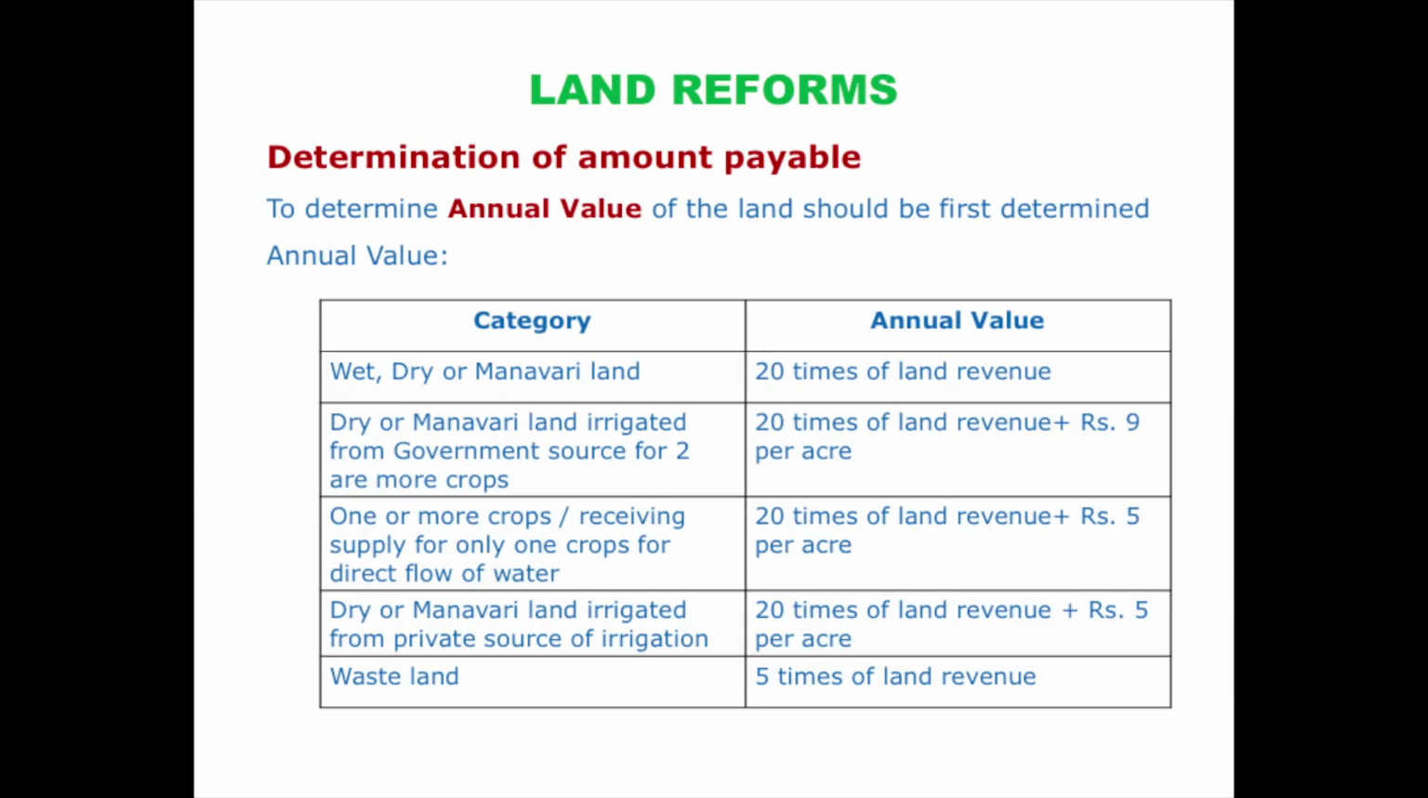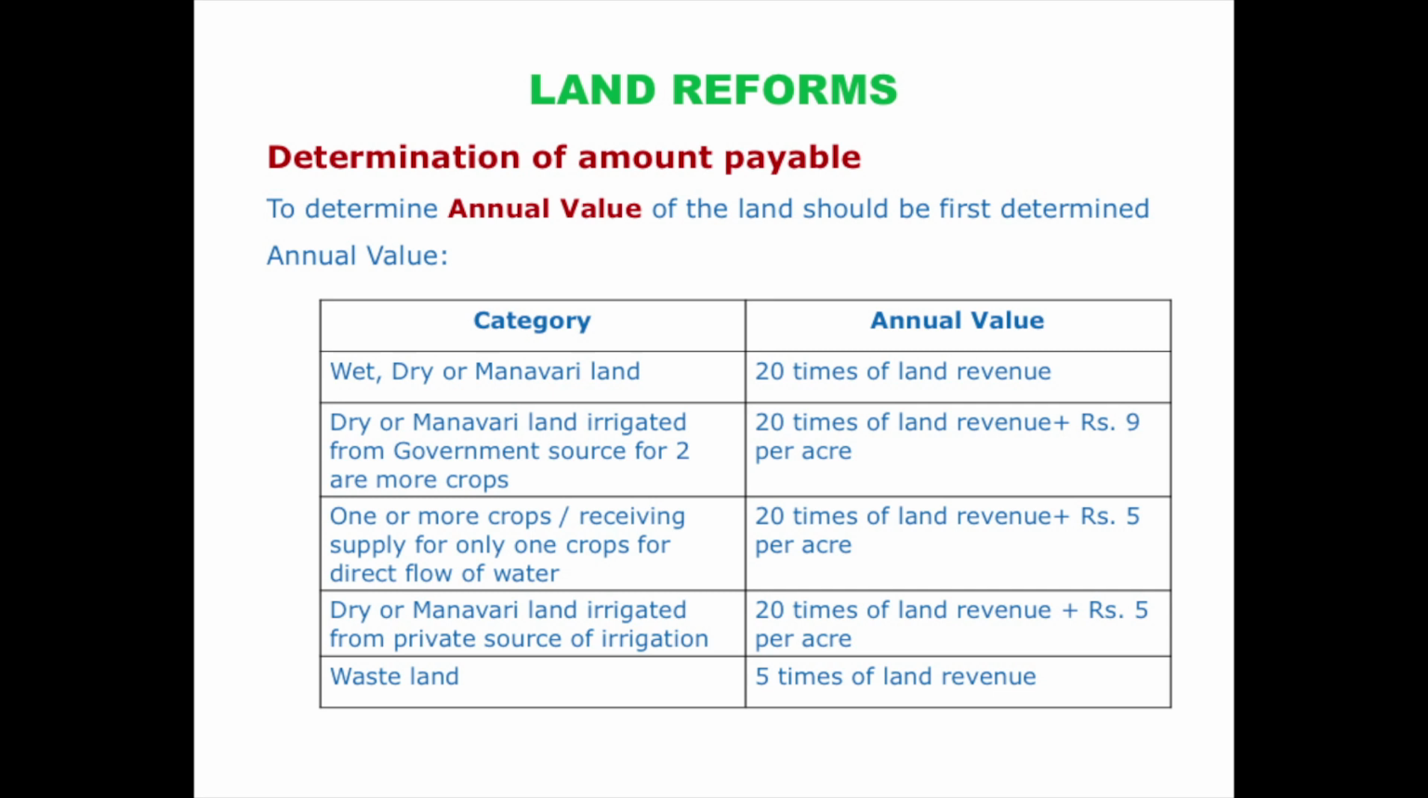Land so declared as surplus, how to calculate the annual value is shown in this slide. The annual value is calculated with reference to paragraph 3 of Part 1 of Schedule 3. If the lands are classified as wet, dry or Manaveri unirrigated, the annual value is 20 times of the land revenue. If the lands are dry land and Manaveri irrigated from government source for 2 or more crops, the annual value is 20 times of land revenue plus rupees 9 per acre.